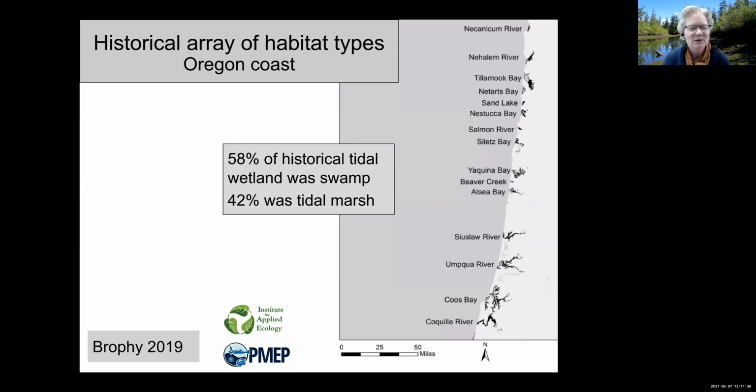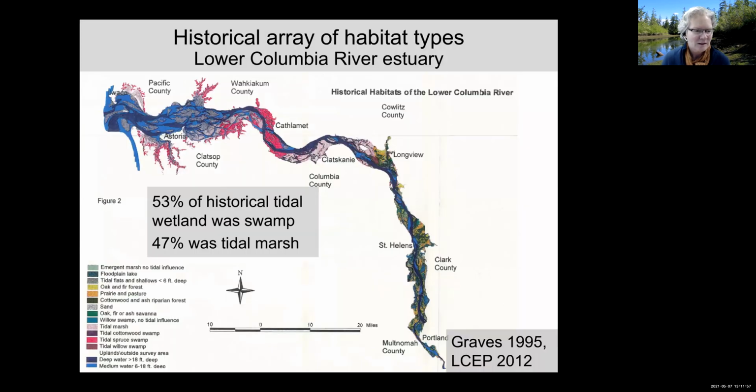We did this work across the whole Oregon coast, as I mentioned, and overall, across all of the estuaries we analyzed, 58% of the historical tidal wetland area was swamp and 42% was marsh. So the majority of our tidal wetlands on the Oregon coast were forested. Actually, very few of these were shrub dominated. This was true in other parts of the Pacific Northwest as well.